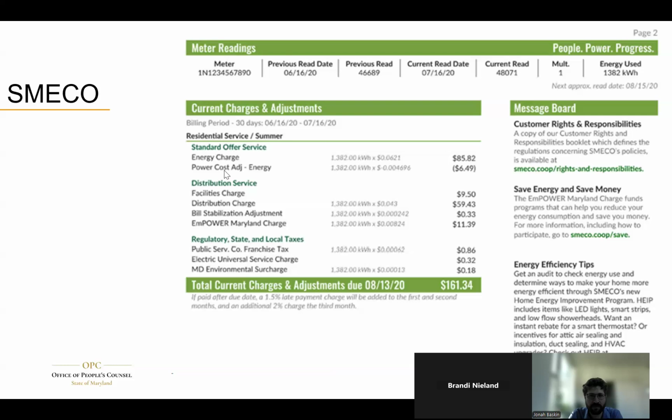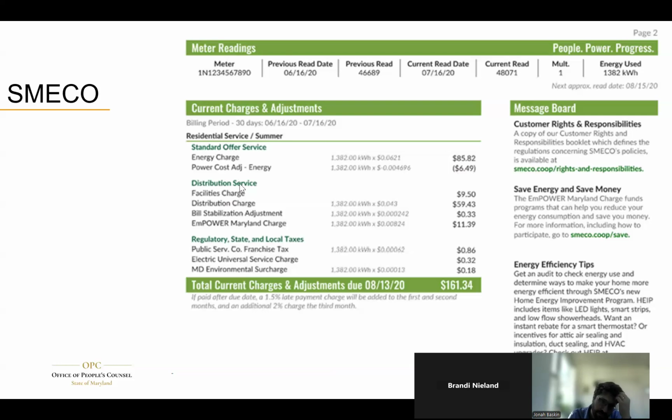Now, next is the power cost adjustment. This is actually specific to SMECO, and you don't see these on the other utility bills. Your price for electricity changes monthly. Many of the other ones actually change every 6 months. So this charge accounts for the fact that their portfolio of wholesale power purchases is changing all of the time. The adjustment reflects the change in their portfolio. So in this case, it looks like this person got a credit.